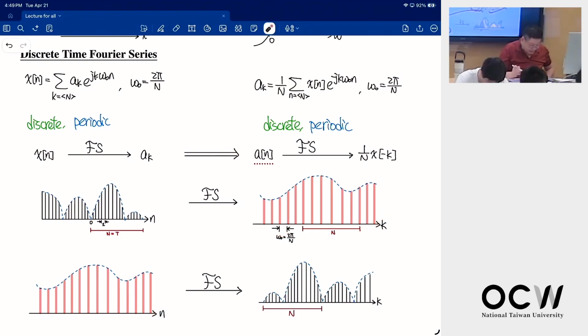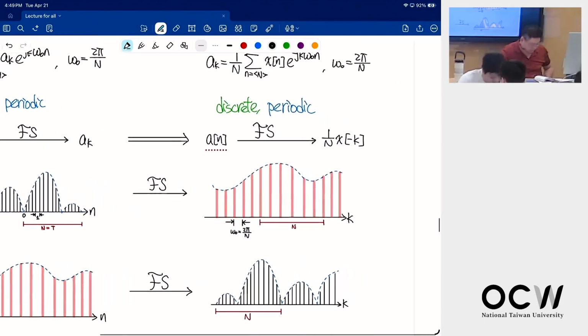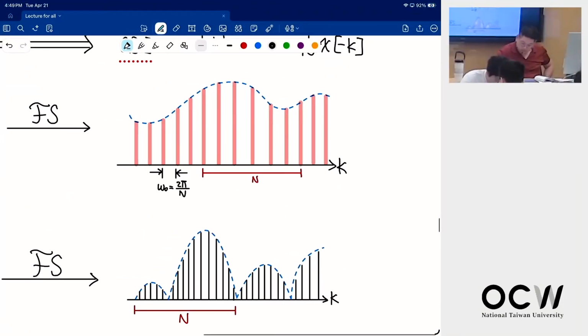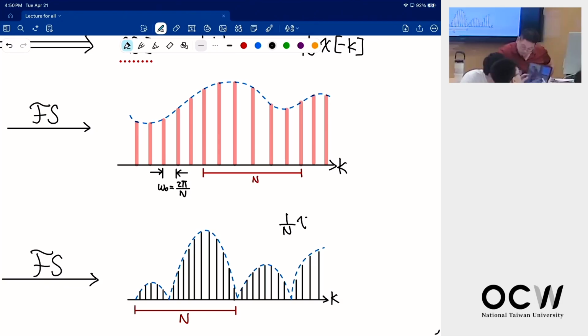Take the Fourier series again. Go back to the original signal and then flip. Okay, reverse that. And this is 1 over n x minus k.